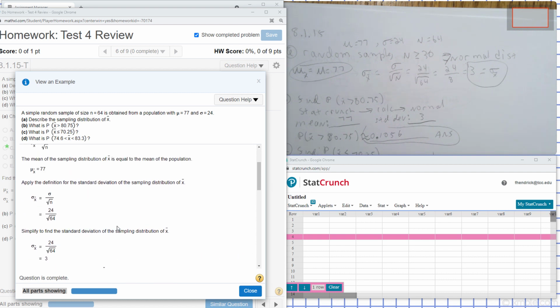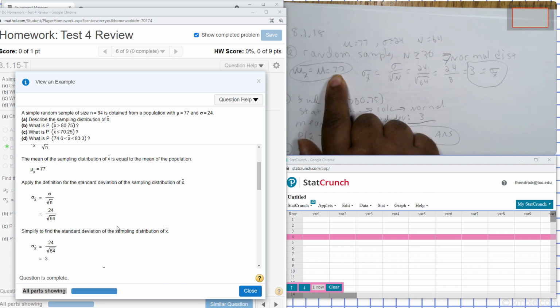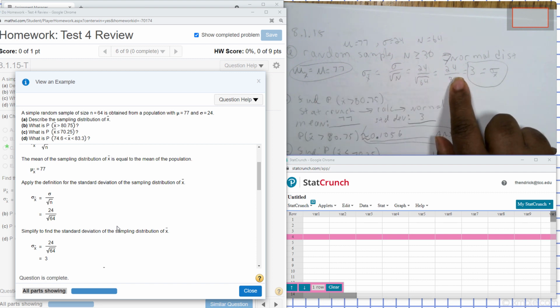So in this case, the sample mean will be 77. And we have 24 over the square root of 64, which is 24 over 8, which is 3, for our standard deviation of the sample mean.